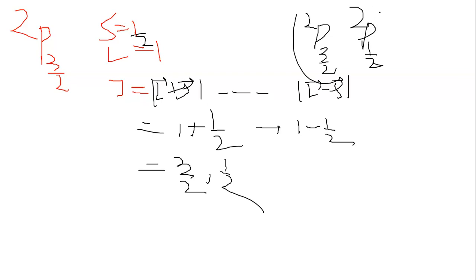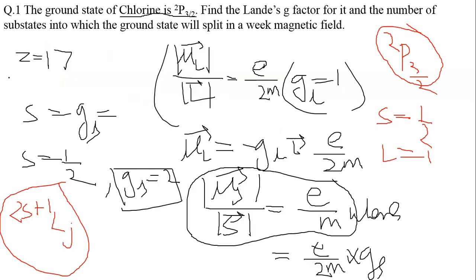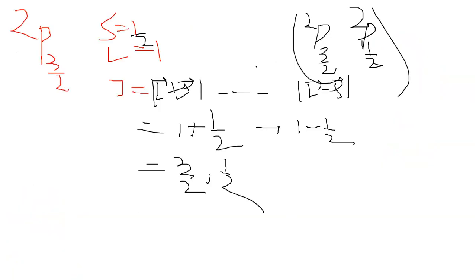But in the question it is given that the ground state of chlorine is 2p3/2. So out of these two states, 2p3/2 is the ground state. How this ground state is determined, we will be discussing in future weeks, because there are certain rules regarding the distribution of electrons in a level.